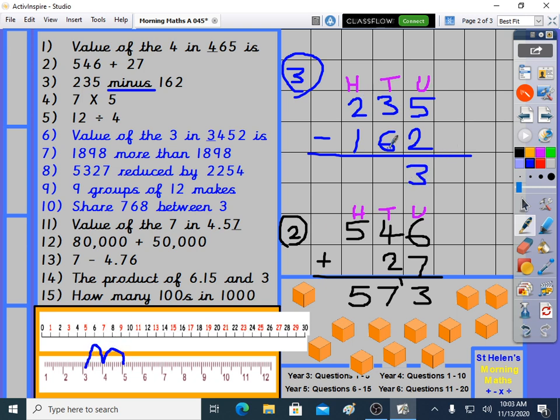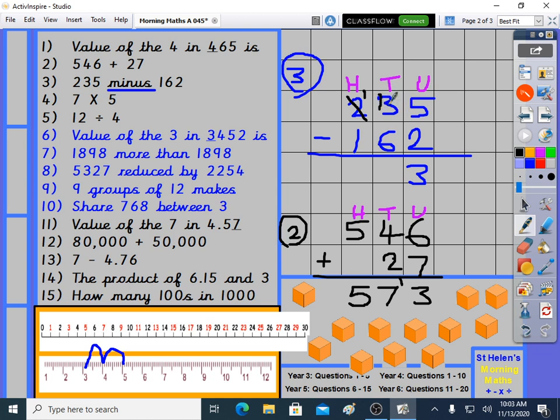3 take away 6 we can't do. If you had £3, you couldn't give someone 6. If you had 3 tens, you can't give someone 6 tens because you've only got 3. So 3 needs some help. It goes to the more valuable column, the bigger column, hundreds. We can get one from there and bring it over here.